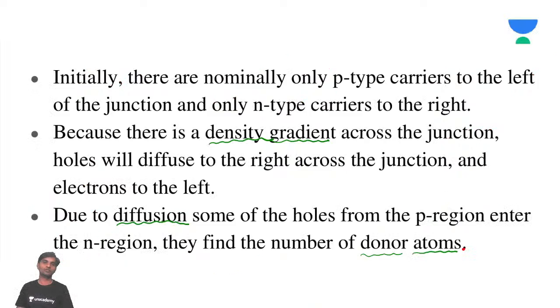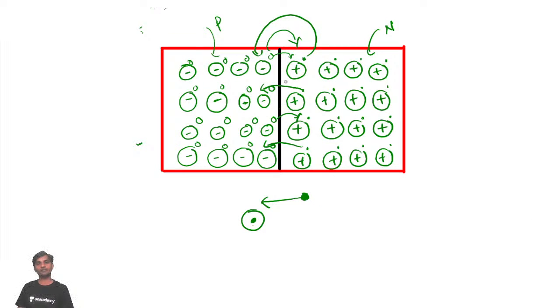Now slowly what happens, sir? At the junction, movement of charge carriers will happen because of the gradient. On one side you have the maximum number of holes, on the other side the maximum number of electrons. When charge carriers are available, they will not sit still. They will try to move from one place to another. From P to N, holes will move. From N to P, electrons will move.